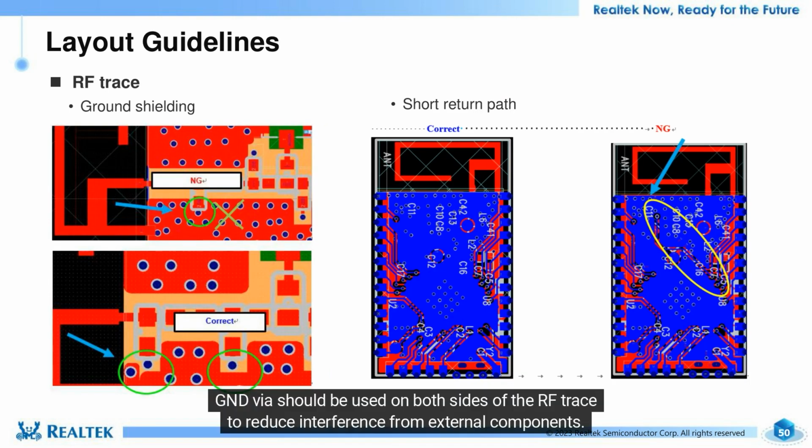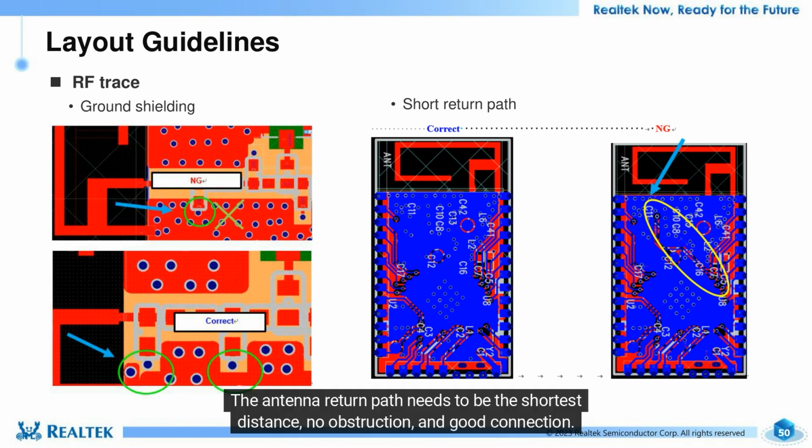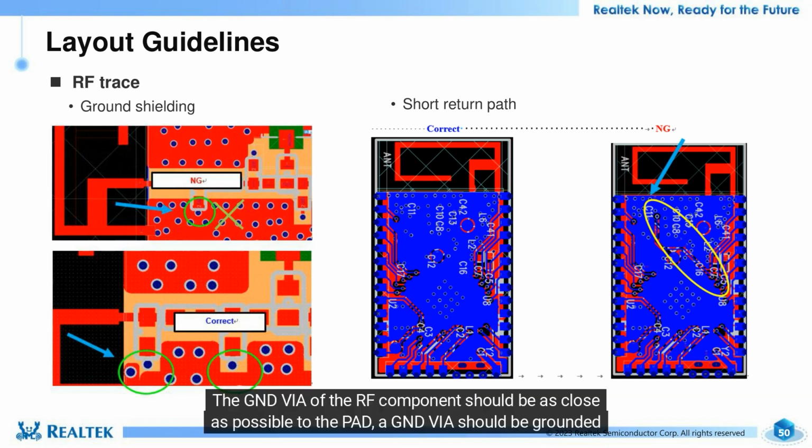GND vias should be used on both sides of the RF trace to reduce interference from external components. The antenna reference ground is returned to the chip ground as soon as possible. The antenna return path needs to be the shortest distance, no obstruction, and good connection. The GND via of the RF component should be as close as possible to the PAD.